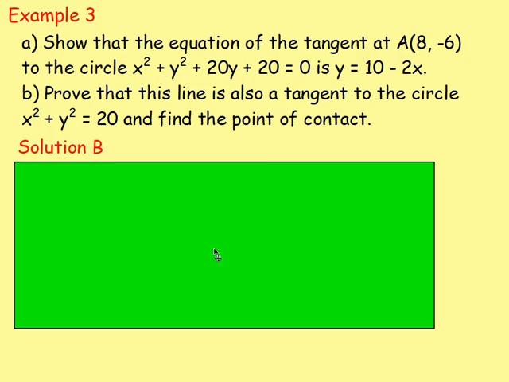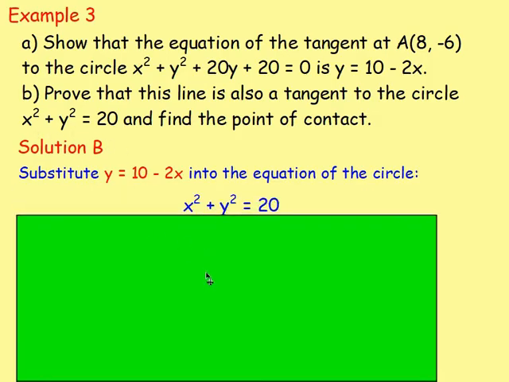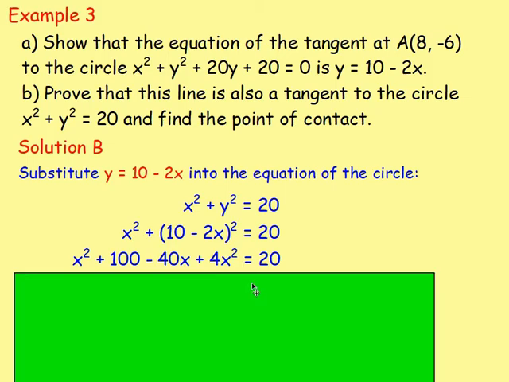So let's do that. So solution B. Substitute y equals 10 take away 2x. Remember, that's the equation of the tangent. Sub that into the equation of the circle, x squared plus y squared equals 20. So you would have x squared plus (10 minus 2x) all squared equals 20. Multiply out the brackets, and x squared plus 100, take away 40x plus 4x squared equals 20.